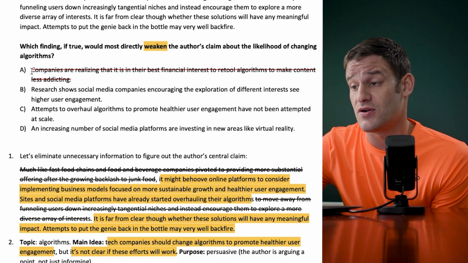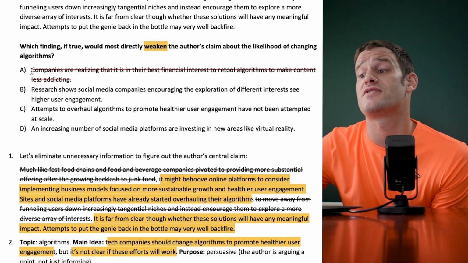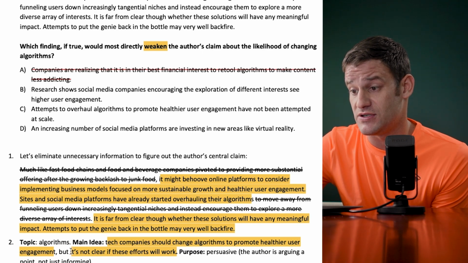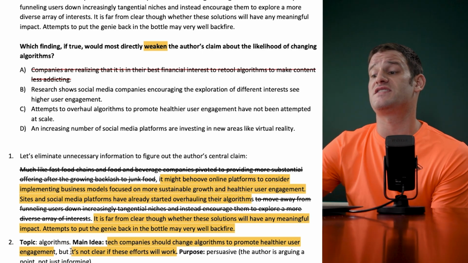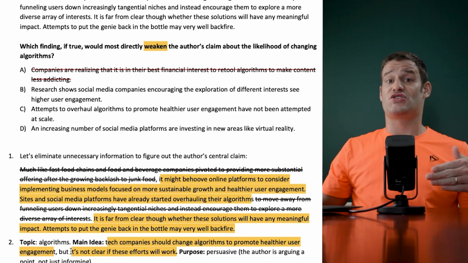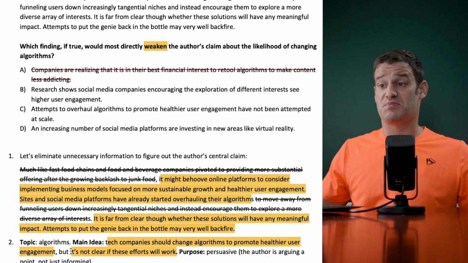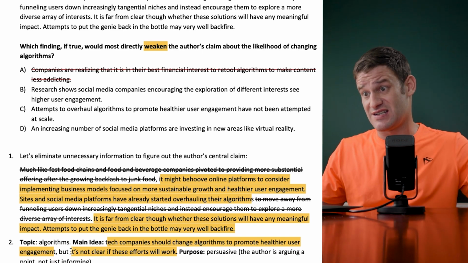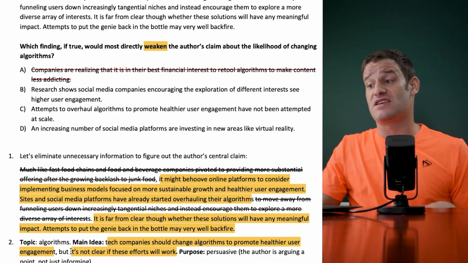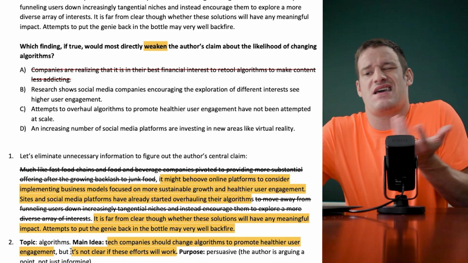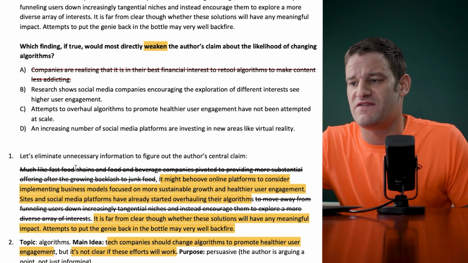B: research shows social media companies encouraging the exploration of different interests see higher user engagement. Now that might relate to the part that it's not clear if these efforts will work. Well, this would suggest that it is clear if these efforts will work. So B seems possible, though I'm not sure it's 100%. It doesn't really touch the idea that they should do this. It doesn't provide evidence that would weaken that claim. But B doesn't seem incorrect. I would leave B for now.